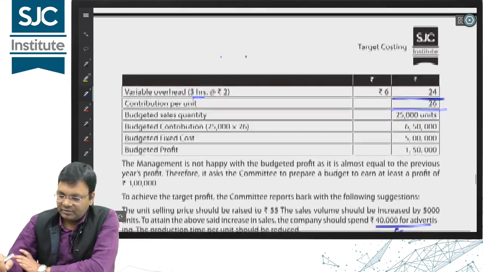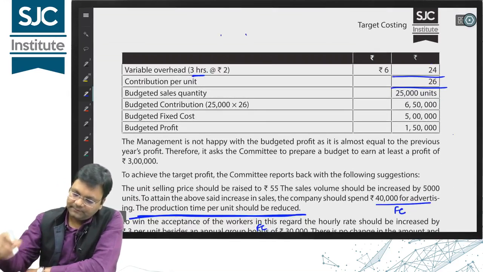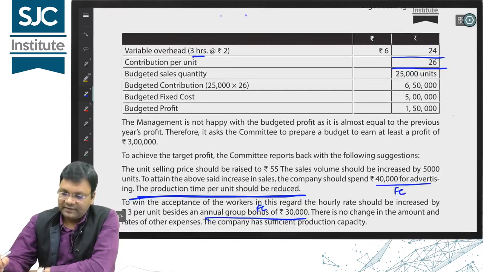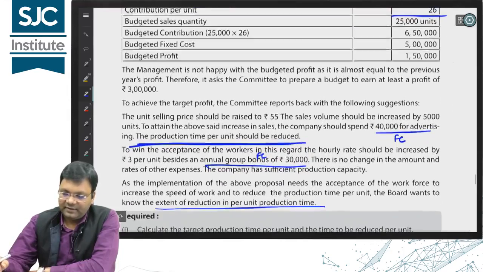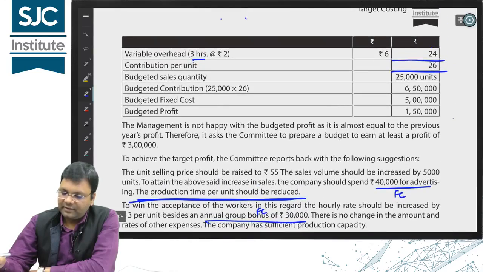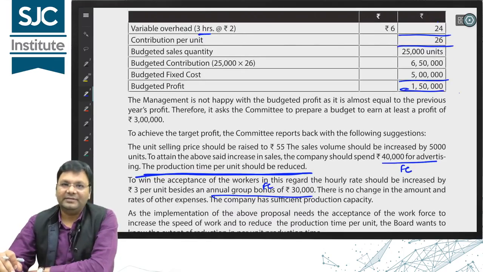Budgeted sales quantity is 25,000 units. Budgeted contribution is 25,000 into 26, which is 6,50,000. Budget fixed cost is 5 lakh. Profit is 1,50,000. The management is not happy with the budgeted profit as it is almost equal to the previous year's profit. So they are not satisfied with this profit. They ask the committee to prepare a budget to earn at least a profit of rupees 3 lakhs.